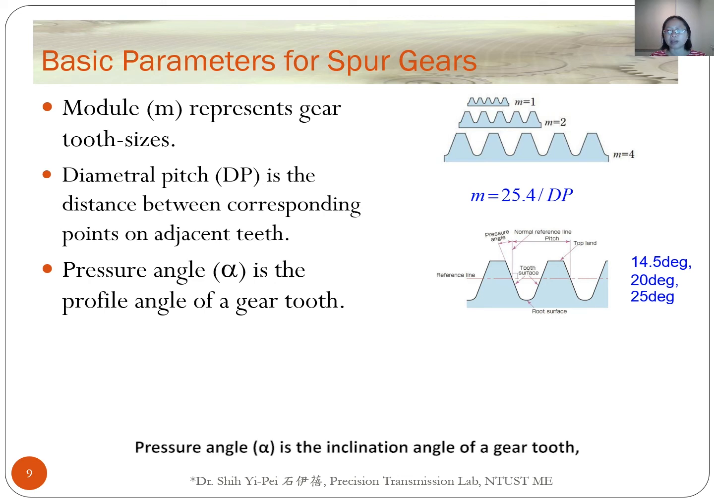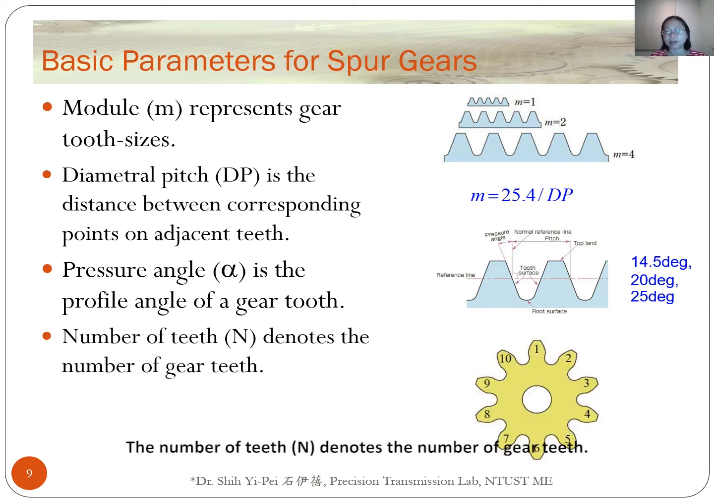Pressure angle alpha is the inclination angle of the gear tooth. It determines the tooth profile. Typical pressure angles are 14.5 degrees, 20 degrees, and 25 degrees. However, 20 degree gears are most widely used in industry. The number of teeth N denotes the number of the gear teeth. We count this gear. The number of teeth of this gear is 10.